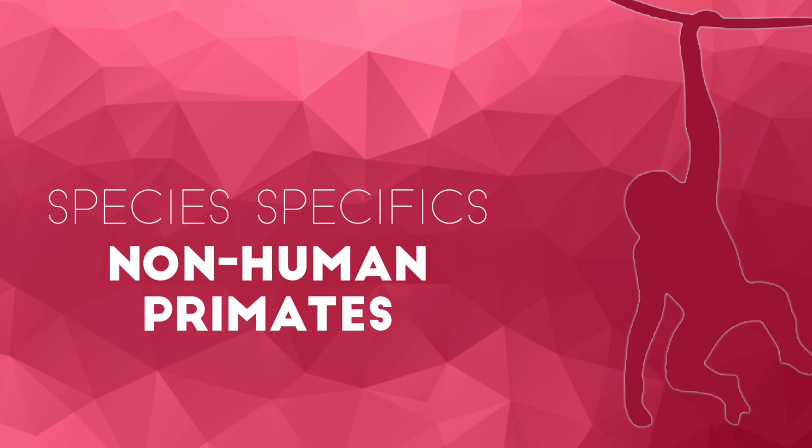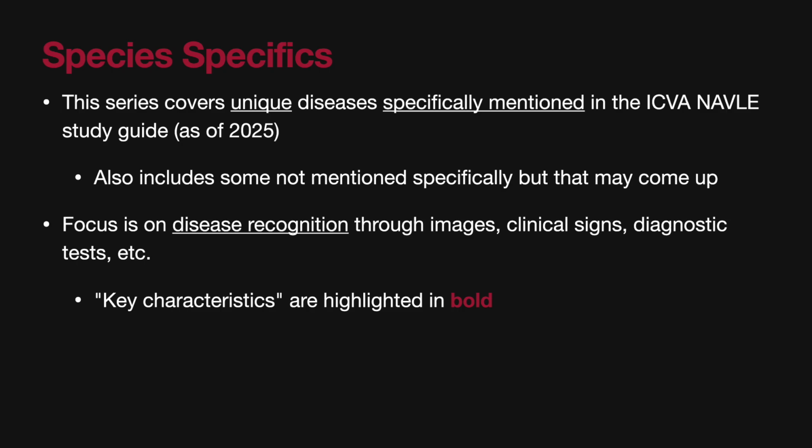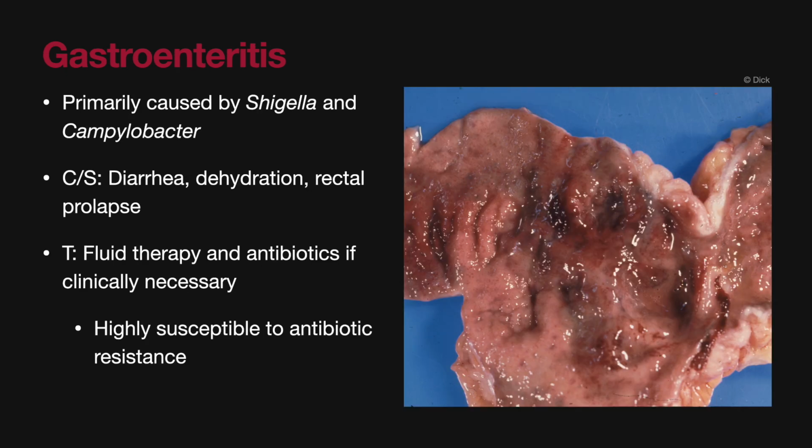Today we're going to be discussing non-human primates. If you are new to this series, the goal of these lectures is to cover unique diseases of different veterinary species that are specifically mentioned in the ICVA NAVLE study guide. I've also included some diseases that are not specifically mentioned, but may still come up. The focus of these lectures is on disease recognition through images, clinical signs, and diagnostic tests. I've also highlighted key, easily recognizable characteristics in bold. We only have a few diseases to cover, so I've put them in no particular order.